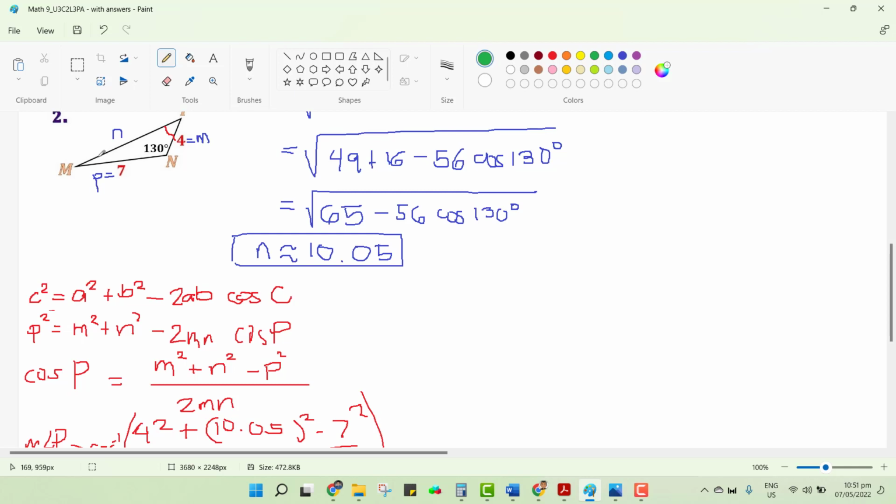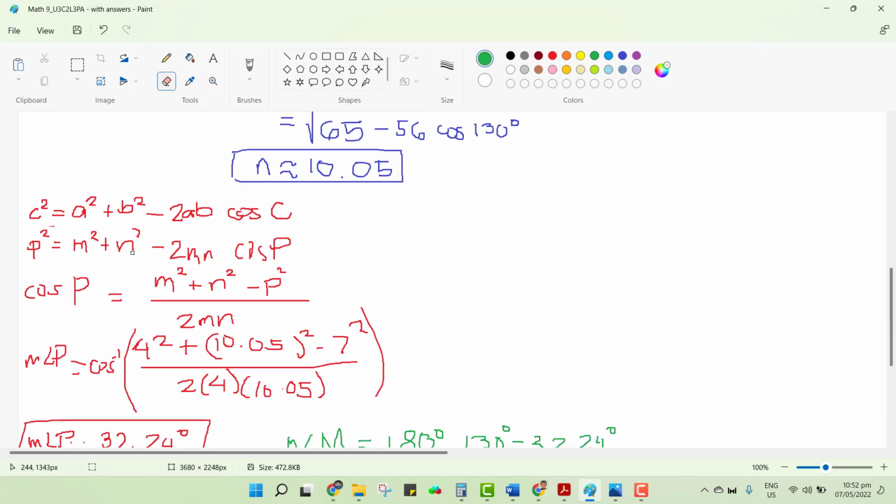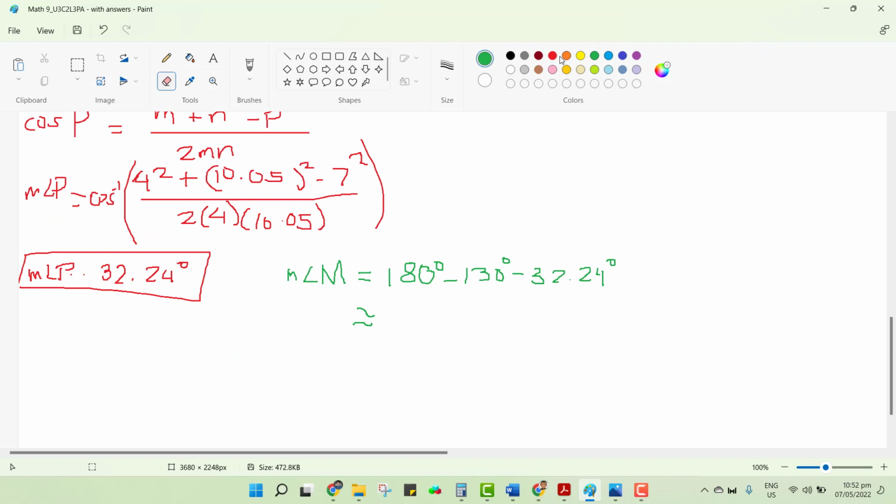So the measurement of angle M is equal to 180, for the triangle angle sum theorem, less 130, less 32.24 degrees. And the result is approximately, again approximately, because this is also an approximation. So the approximation for this one, the measurement of angle M.